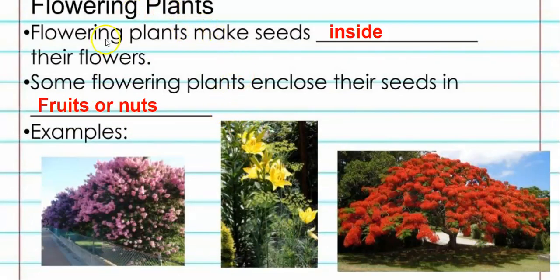So flowering plants make seeds inside of their flowers. Some flowering plants enclose their seeds in fruits or nuts. And I included some examples at the bottom here of some flowering plants. So these are definitely the more colorful of the plants.